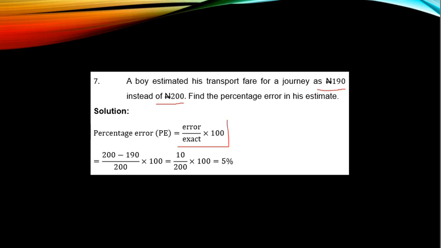So you have 200 naira minus 190 all over 200 times 100. If you subtract, you have 10 over 200 times 100. Remove these two zeros, and you are left with 10 over 2, and that is 5%. So the percentage error of the student's estimate, or the boy's estimate, is 5%.